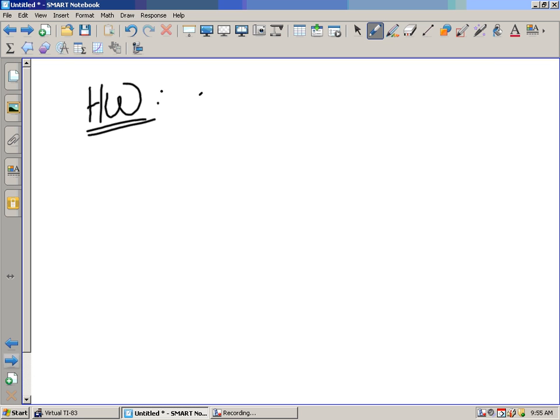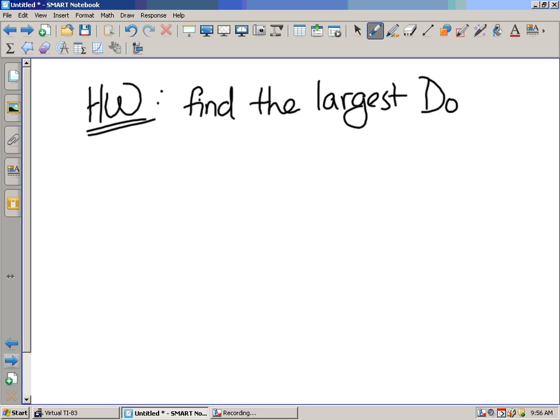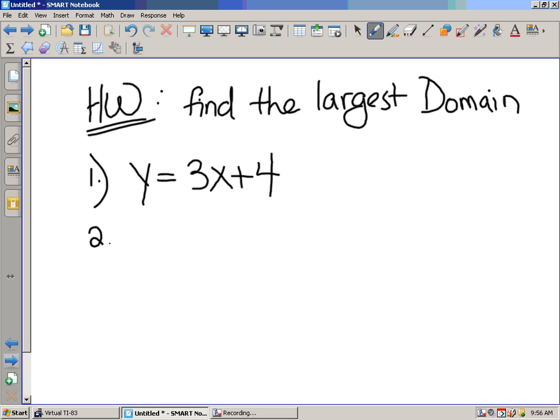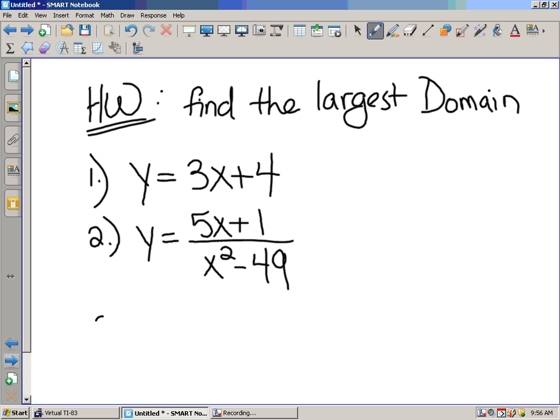Homework. Oh, here's what I want you to do. You got 3 problems to do. Find the largest domain. And I know they're really easy because I want you guys to be real comfortable with this. Y equals 3x plus 4. I know, it looks just like something we did today. Then you got y equals 5x plus 1 over x squared minus 49. And then problem number 3, I want you to do y equals 1 over the square root of x. If you run into trouble, do me a favor. Look through your notes.